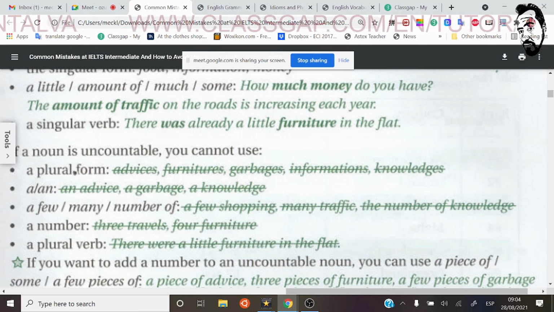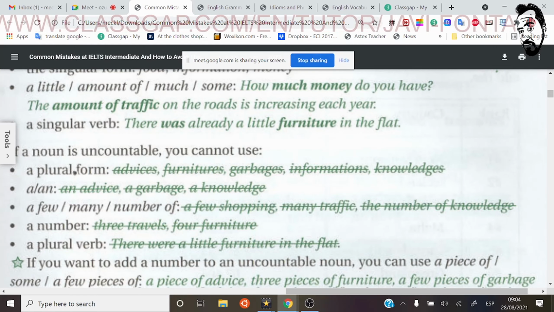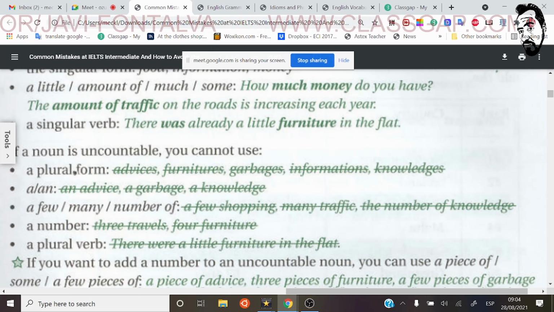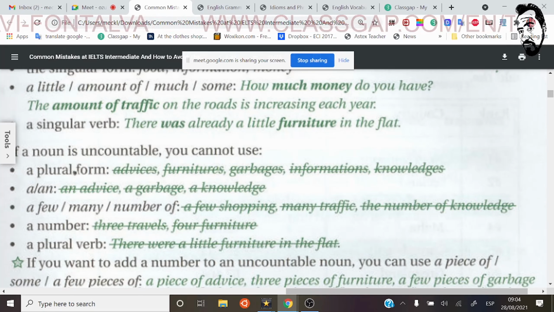So with money, which one do you use? Many or much? Okay. Which one do you use? Much or many with money? Much. Much, exactly. Also not possible to use numbers. You cannot say I have 2 monies or I have 2 informations. Not possible.